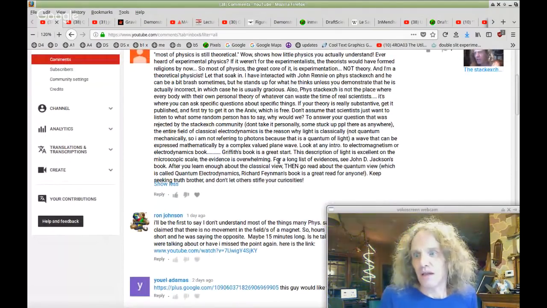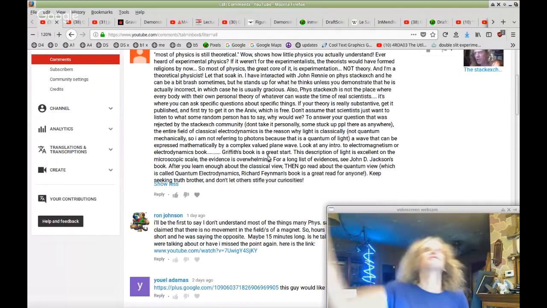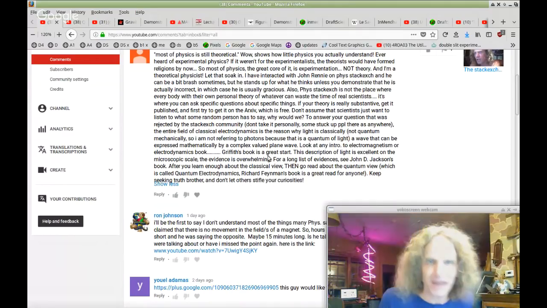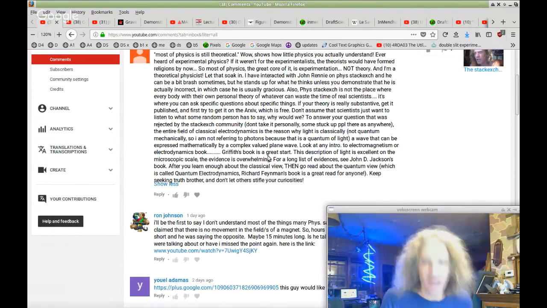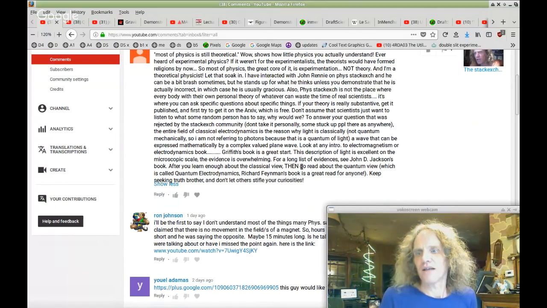Griffiths' book is a great start. This description of light is excellent on the microscopic scale. The evidence is overwhelming. Oh, amazing statement. The overwhelming evidence. You don't have any evidence. Zero, nothing, no evidence. Your evidence does not exist. For a long list of evidences, oh yes, more crap.